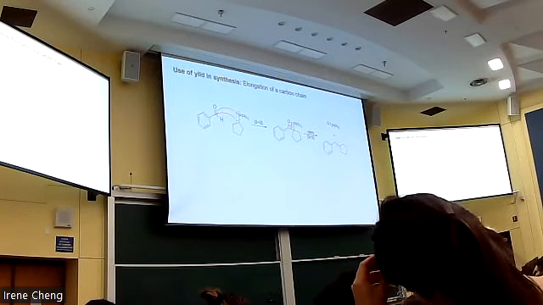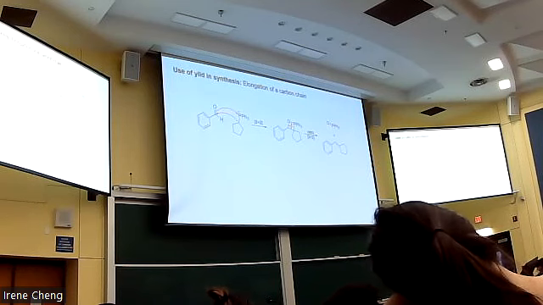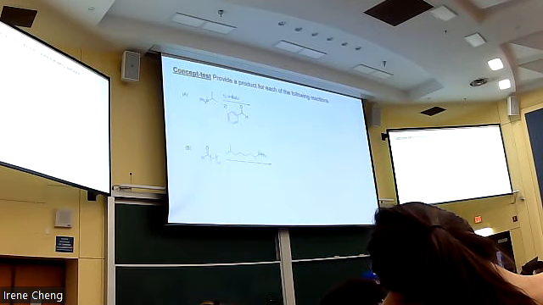All right. Let's try to predict the product. We have A and B. Can you predict the product? Carbon to carbon, oxygen to phosphorus. That's it. You don't have to draw the mechanism.